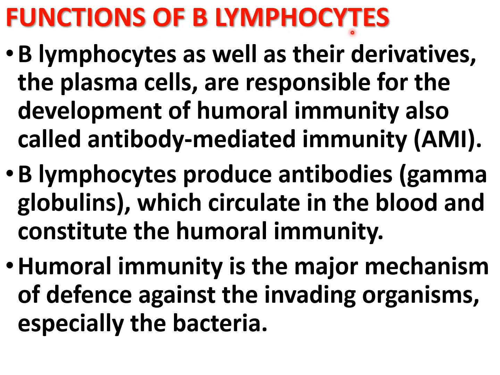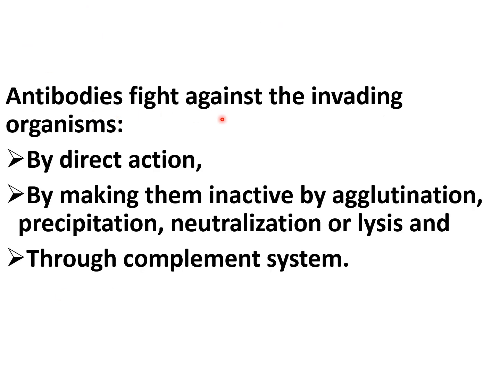So what are the functions of B lymphocytes? B lymphocytes as well as their derivatives, plasma cells, are both responsible for the development of humoral immunity, also called antibody mediated immunity. B lymphocytes produce antibodies, meaning gamma globulins, which circulate in the blood and constitute the humoral immunity. Humoral immunity is the major mechanism of defense against invading organisms, especially bacteria. Antibodies fight against the invading organism by direct action, making them inactive by agglutination, precipitation, neutralization or lysis, and also through the complement system.